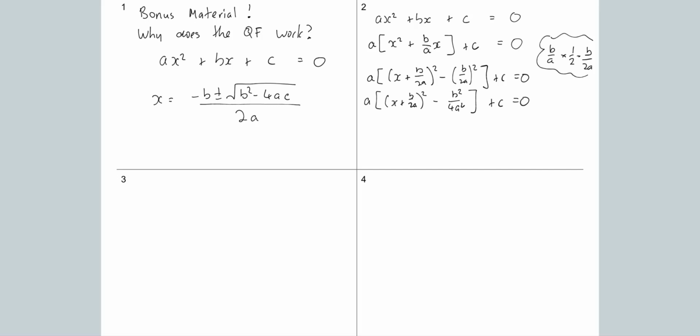And now I'll bring in the a. So that's a outside of x plus b on 2a all squared. And then if I multiply a by this term here, I've got an a here and an a squared here, so the a and the a squared are going to cancel out a bit. I'm going to lose one of those a's. It's going to be left with b squared on 4a plus c is equal to 0.